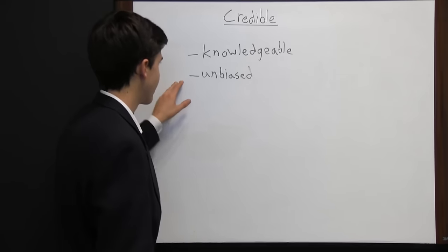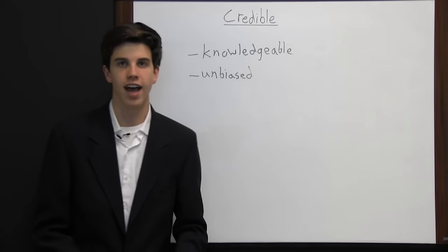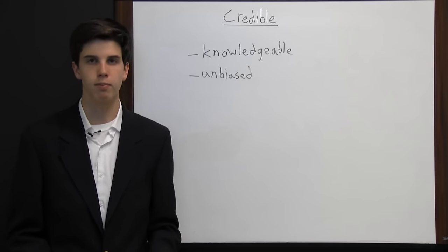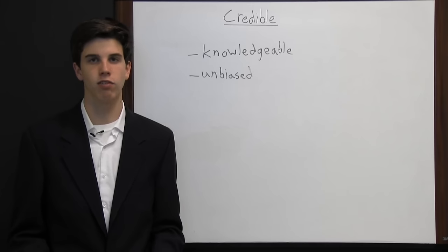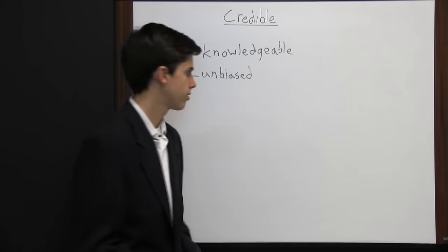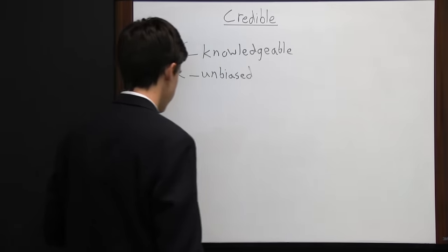And the second important trait is to be unbiased. And that means the author doesn't need to have a special agenda at hand. They need to present all viewpoints equally and fairly, instead of casting one viewpoint in a negative light or casting another viewpoint in a positive light. So those are the two most important traits in order to be credible or believable.